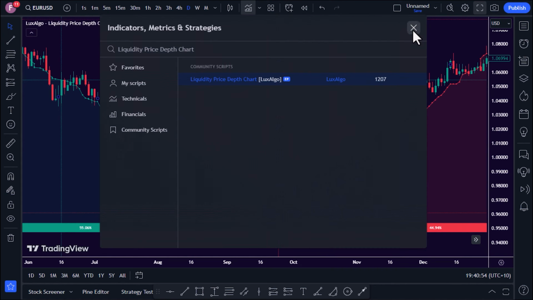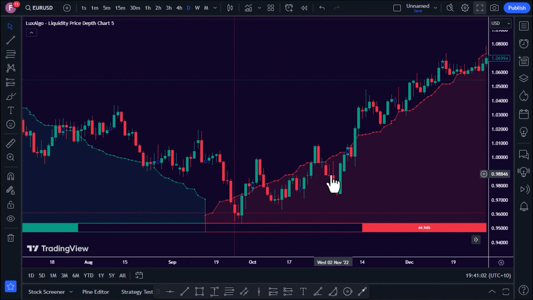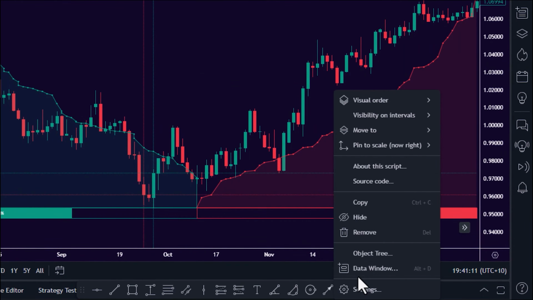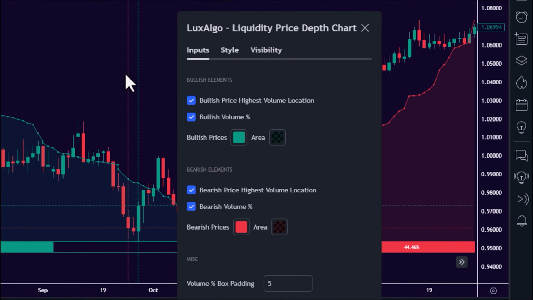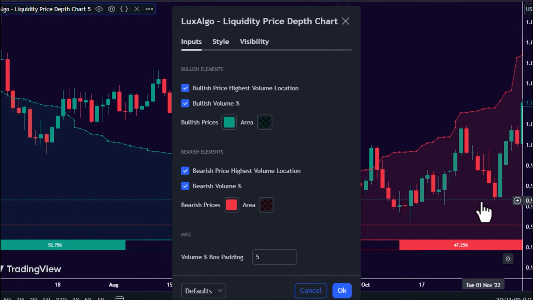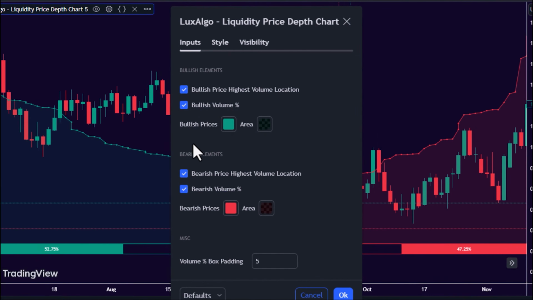Before we dive into trading strategies, let's check out these indicator settings on the TradingView platform. Here's how to do it. Place your mouse on the indicator and right-click. Navigate to select the Settings option. Under the Settings section, there are the bullish elements. Bullish Price Highest Volume Location. This shows the location of the bullish price variation with the highest associated volume using one horizontal and one vertical line. Bullish Volume Percentage. Displays the bullish volume percentage at the bottom of the depth chart.